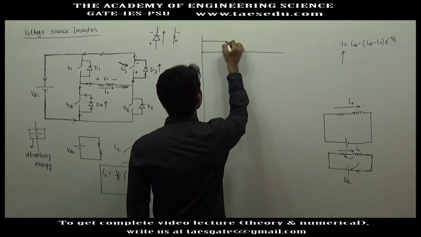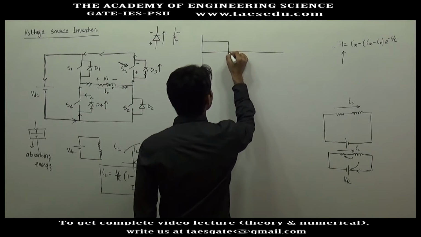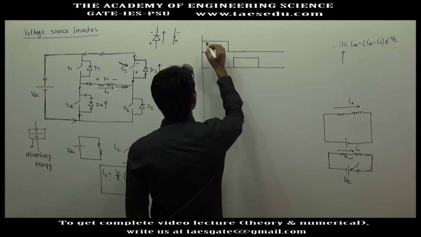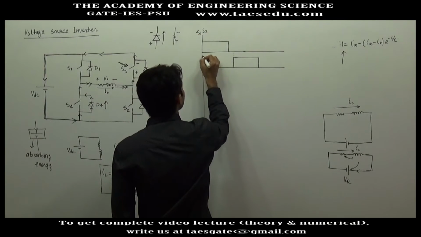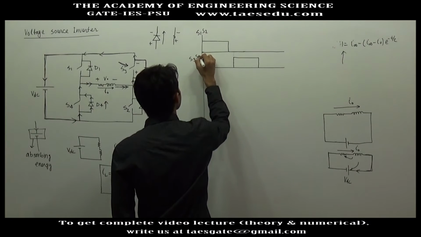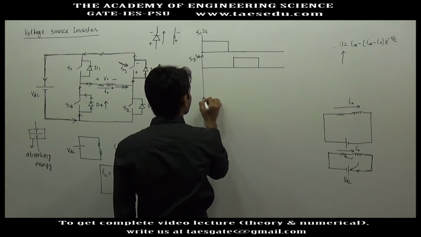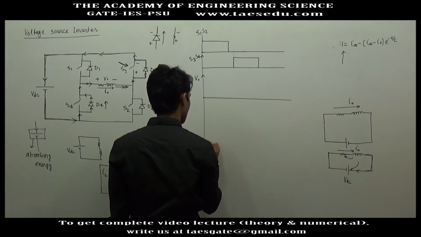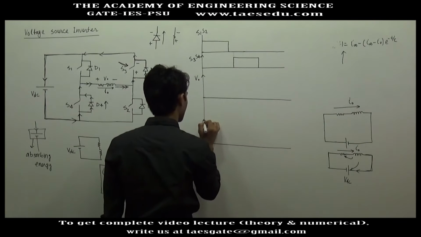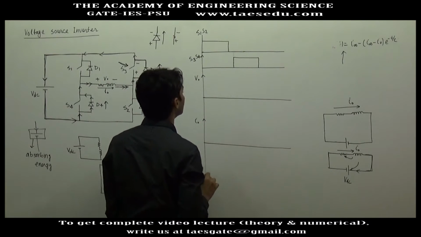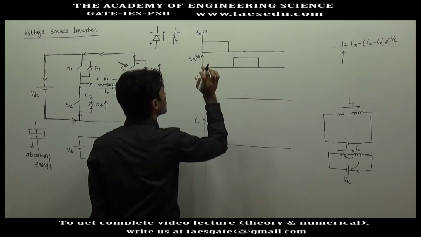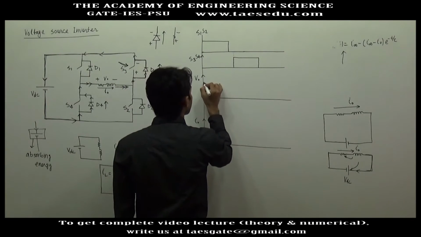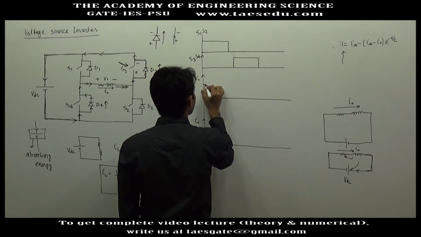Let's say this is switching of S1 and S2, and this is switching of S3 and S4. This is S1, S2, and this is S3, S4. Here you have waveform for output voltage V0, and here you have waveform for output current I0. So when S1 and S2 are conducting, or let us assume that initially you are getting positive output voltage.